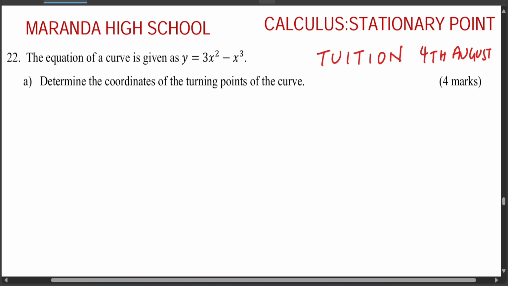So question 22, the equation of a curve is given as y equal to 3x squared minus x cubed. So question A says determine the coordinates of the turning point. Very easy question. Tujaona swali rahisi kama hii. So wacha tuchore line zetu za uongo na kweli.